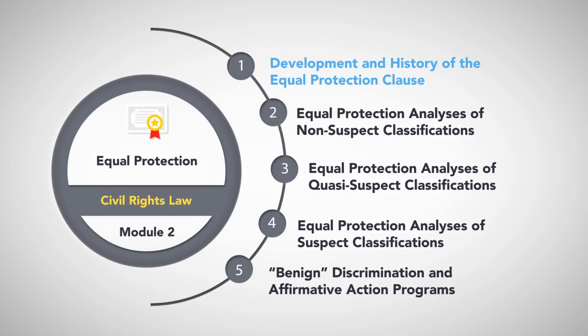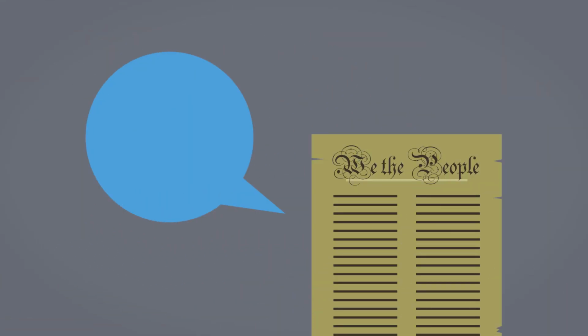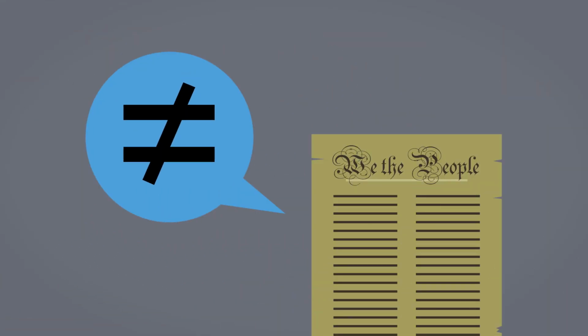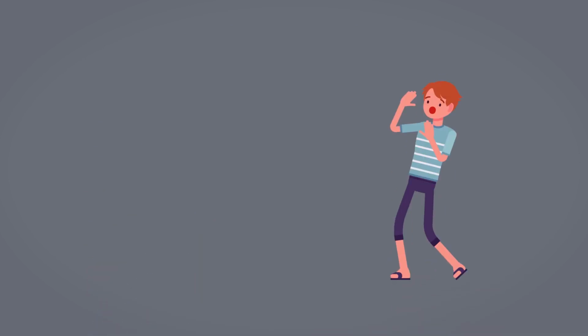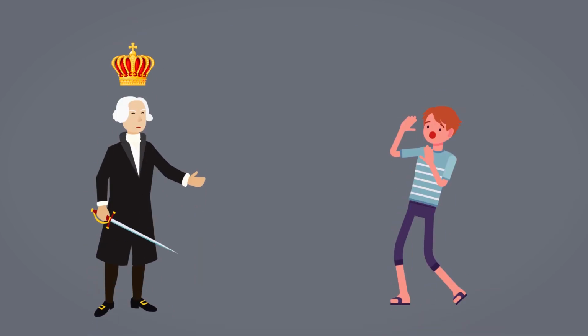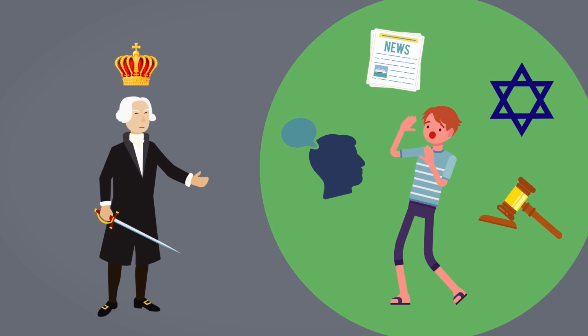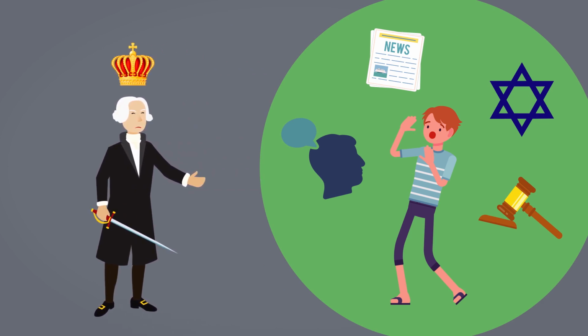Development and history of the Equal Protection Clause. Until the Civil War, nothing in the Constitution addressed equality. The Bill of Rights' purpose was to address fears that a too powerful federal government might invade a citizen's sphere of rights or the sovereignty of the states.